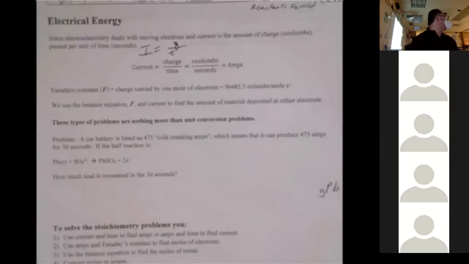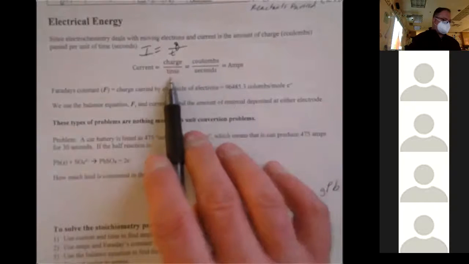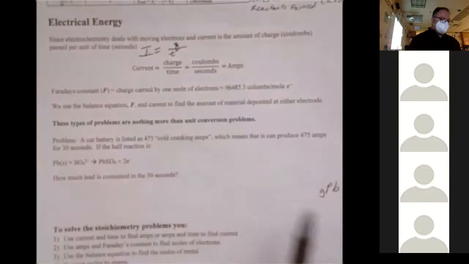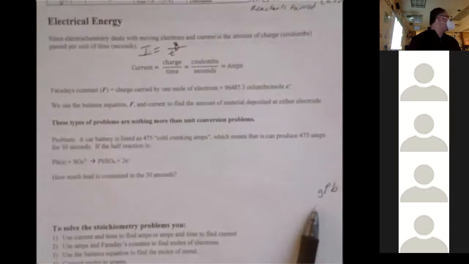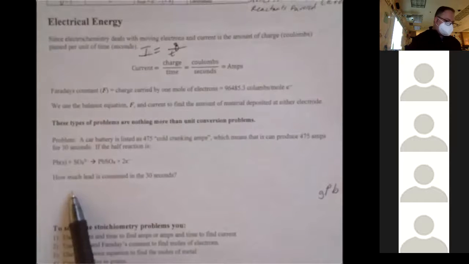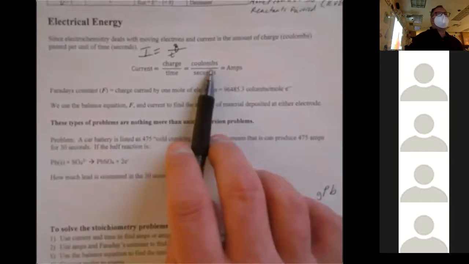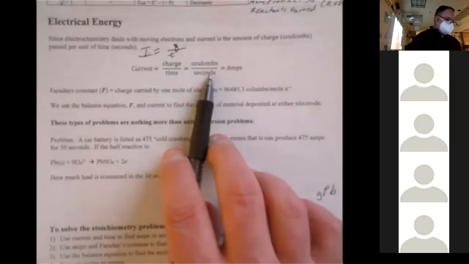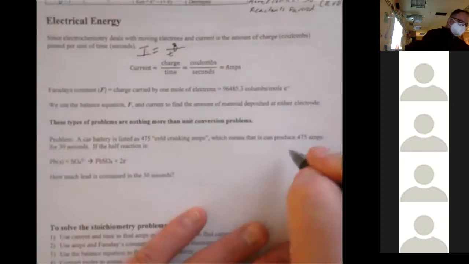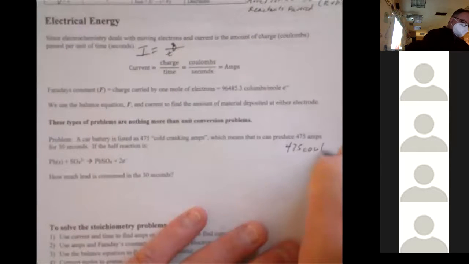Well, this is coulombs per second. This is charge per time. How many units is this? 1. So we want to start here with 1 unit. In reality, we know that 475 amps is actually 475 what? Coulombs per second. How many units is that? 2. So we don't want to start with that, do we?